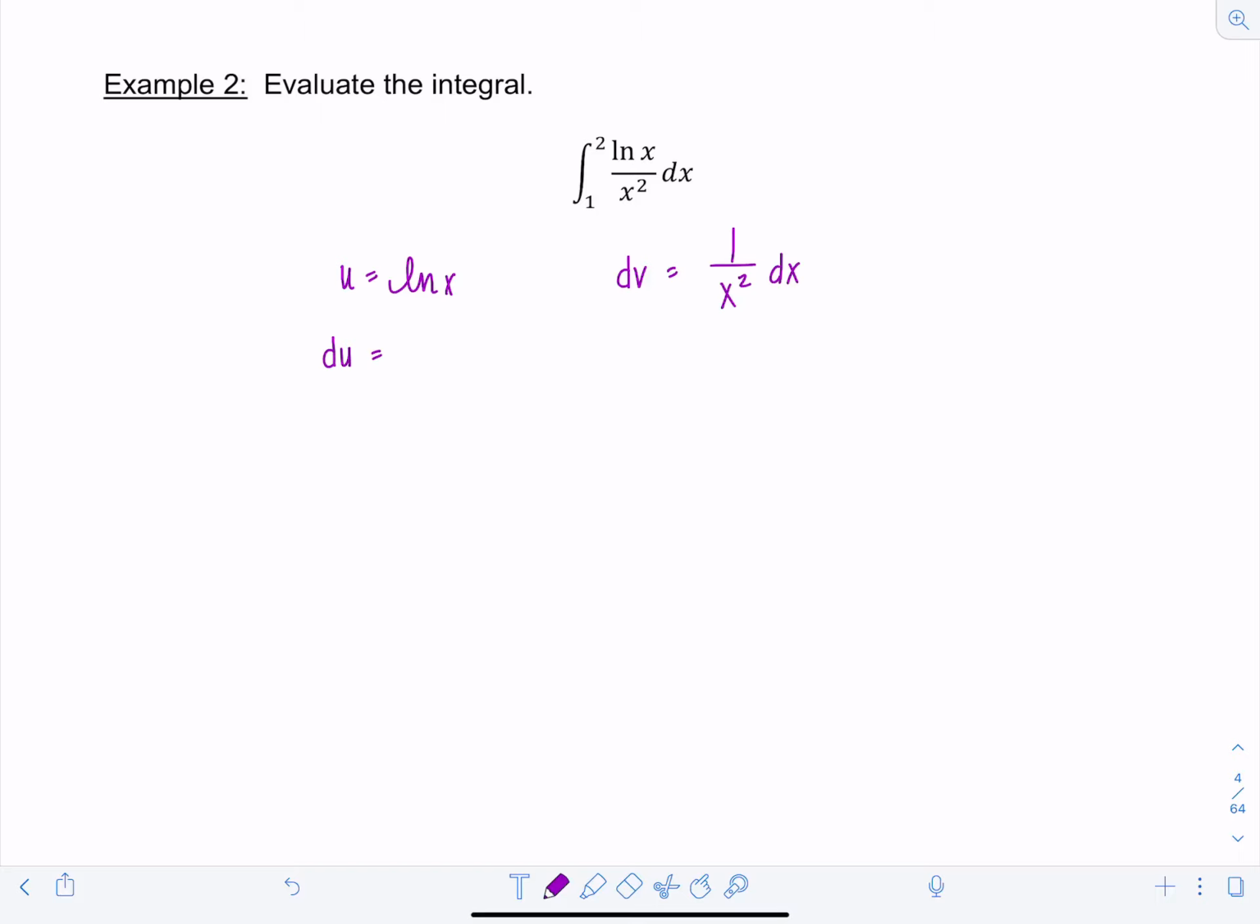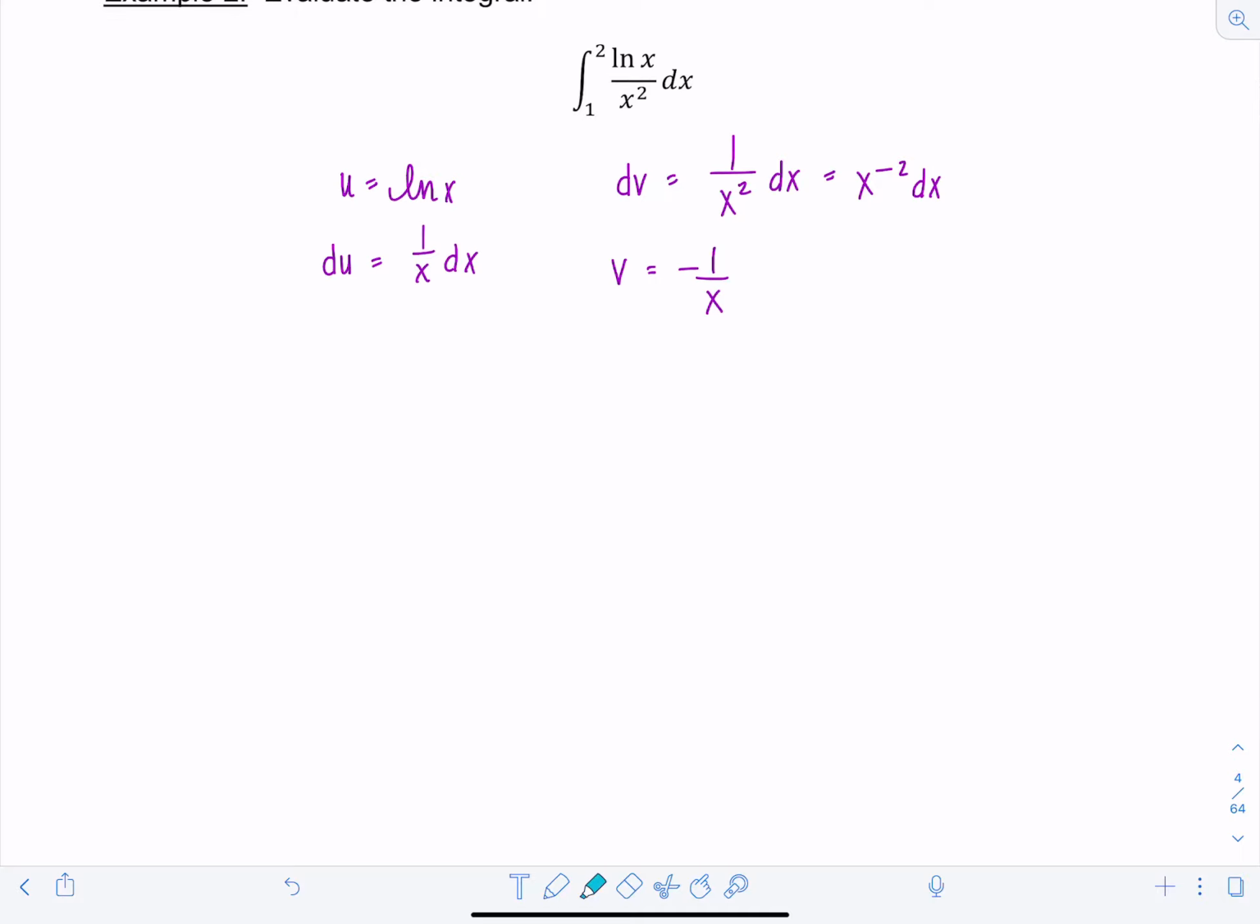Ooh, I like it, because the derivative of ln of x is 1 over x dx, so that means I don't even have to anti-differentiate natural log anymore. And then what's v? So it's going to be the antiderivative of 1 over x squared. Remember, that's x to the negative second dx. So I'm going to increase the exponent by 1 and then divide by the new exponent. So I'm going to have negative 1 over x.